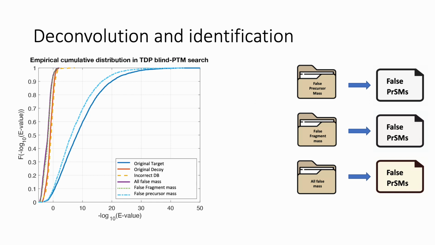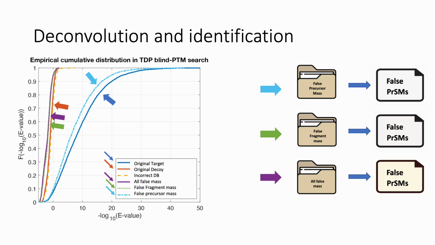Now this is the empirical cumulative distribution in open search, top-down open search. Let's focus a little bit. The blue curve is the target distribution from a normal search, so good ones, and the red one is the decoy distribution from normal search. The purple one is the case in which precursor and fragment masses are false. Green one, only fragment masses are incorrect. Lastly, the bright blue is the false precursor mass case.